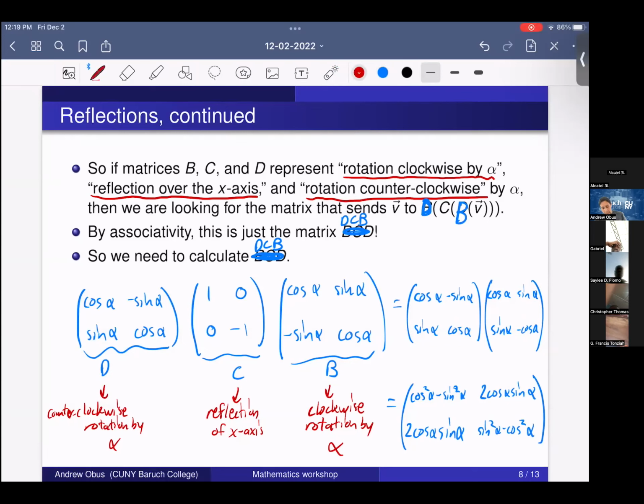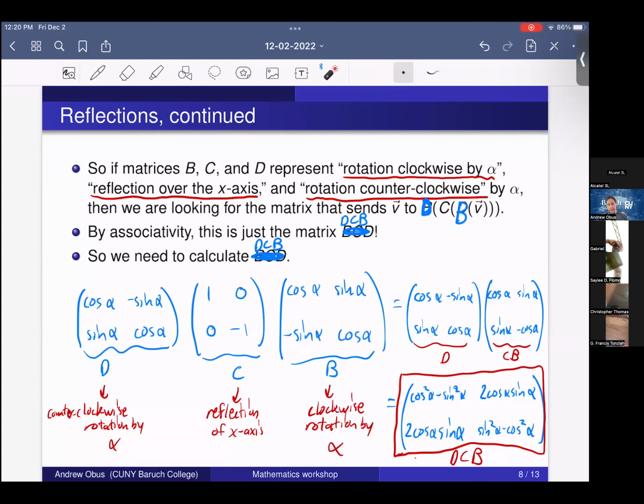Okay. So this actually turns out to be the correct matrix. It's a little bit complicated. But remember what we're doing: we're combining a clockwise rotation with a reflection and then with a counterclockwise rotation. When we multiply all those matrices together, in this case this matrix is D and this matrix here is CB, and we multiply them all together and we get DCB. This is the matrix that we get. Okay, so this is the matrix that gives you reflection over a line alpha.